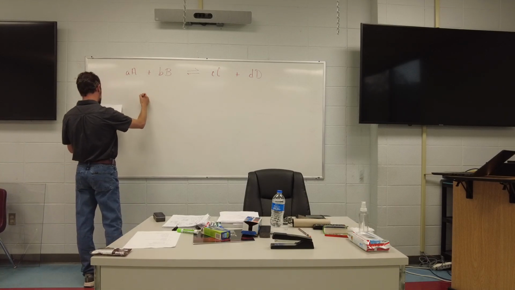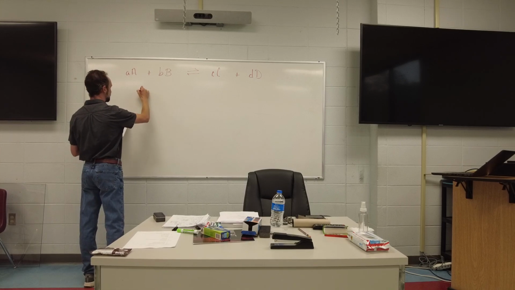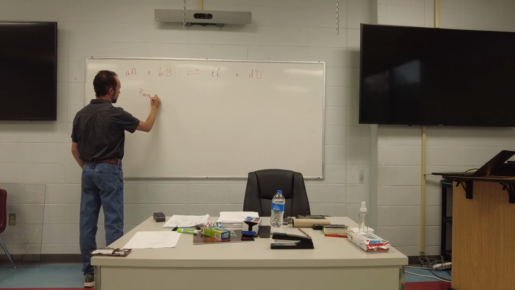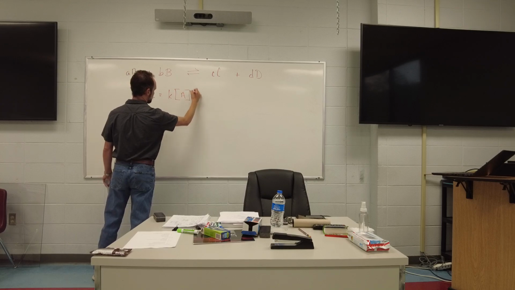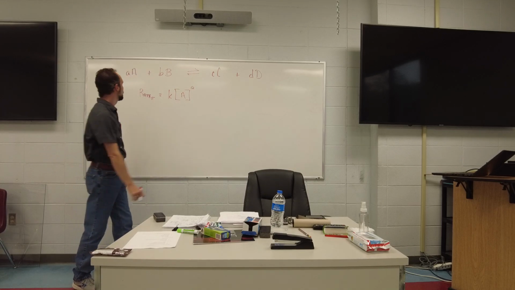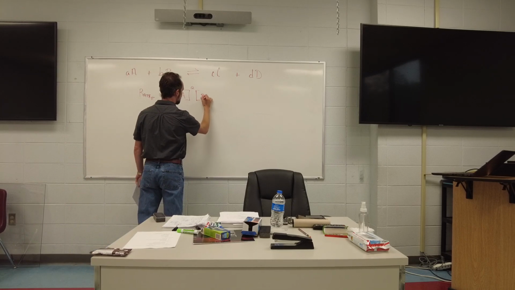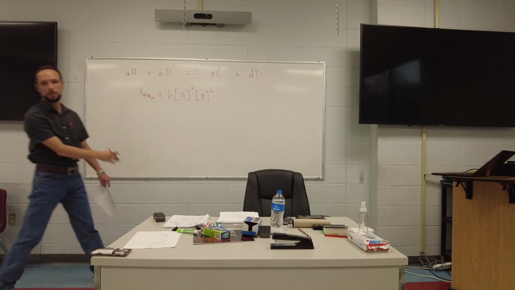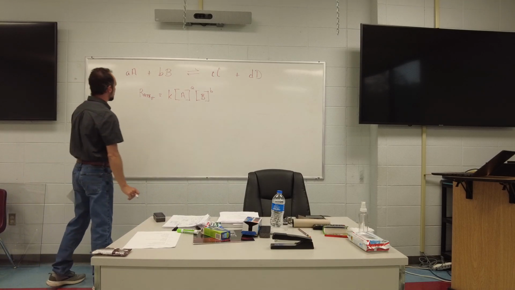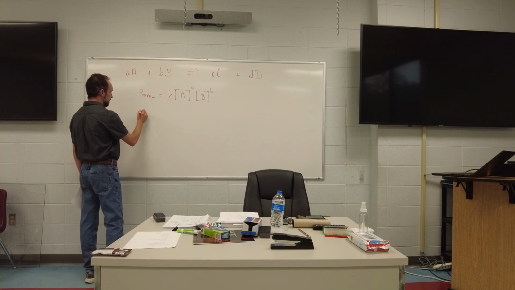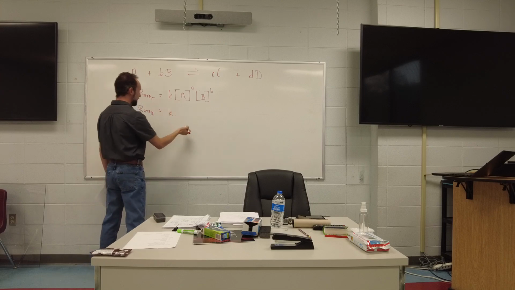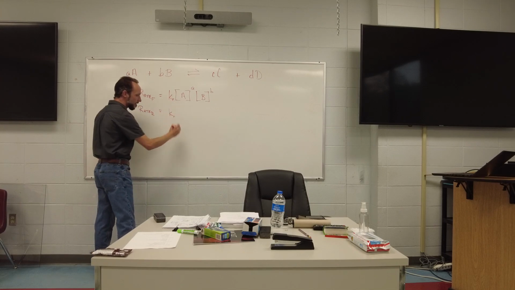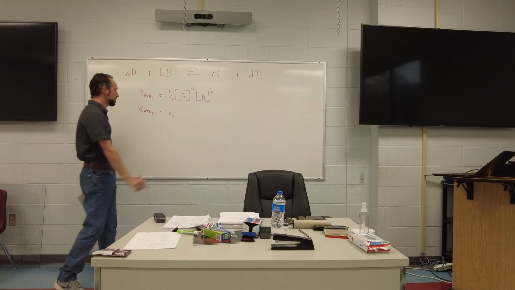So here, my forward reaction rate is going to be equal to K times the concentration of A raised to little a, and the concentration of B raised to little b. Our rate in reverse is going to be its own. This would be K forward, this would be K reverse.